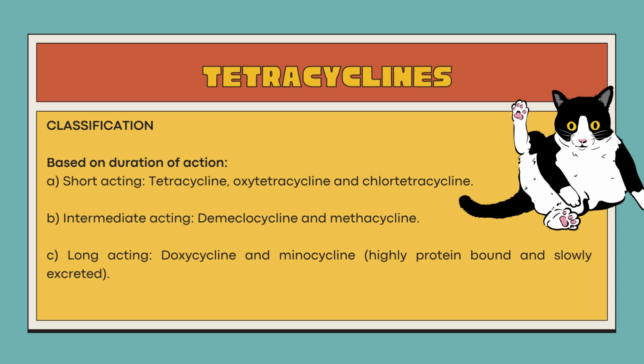The tetracyclines are also classified based on the duration of action. We have the short-acting. Examples of these are tetracycline, oxytetracycline, and chlortetracycline. The intermediate-acting are demeclocycline and metacycline. Lastly, we have the long-acting tetracyclines. These are doxycycline and minocycline.